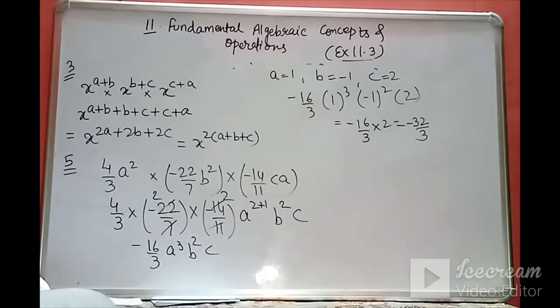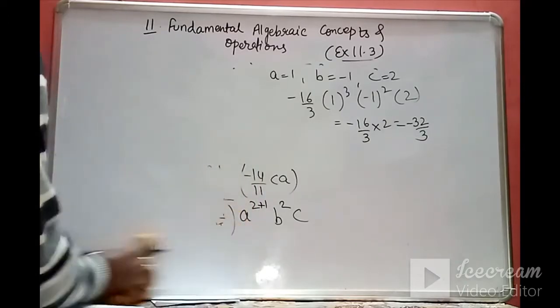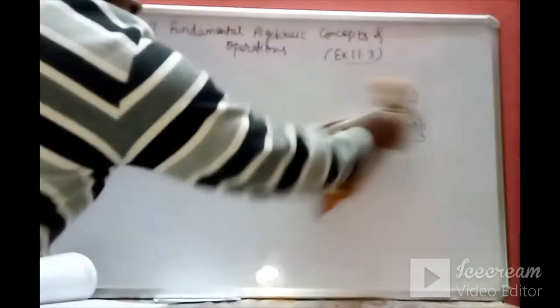Okay, so in this manner you can find the value of the product of the monomials, and afterwards if the value is asked and the values of the variables are given, you can put the values and you can get the answer. Okay, so we have studied multiplication of monomial into monomial. Next we will study multiplication of a monomial by a binomial.